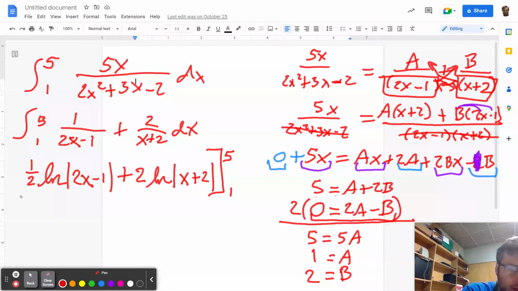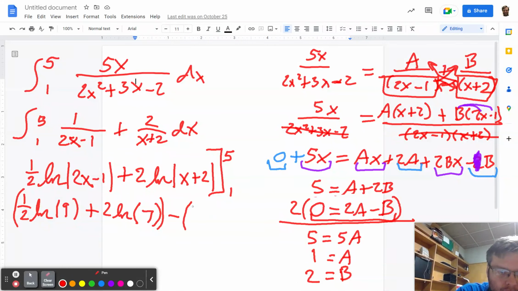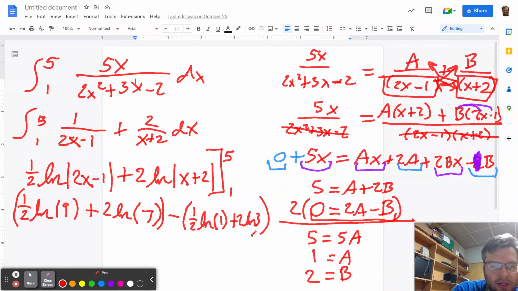So when we plug in 5, we get 1/2 times the natural log of 2 times 5 minus 1, which is 9. When we plug in the 5 into the other part, we get 5 plus 2, which is 7. We're going to subtract what happens when we plug in the bottom value, 1. So we have 1/2 times the natural log of 2 times 1 minus 1, which is 1, plus 2 times the natural log of 3. Natural log of 1 is 0, so let's get rid of that guy.